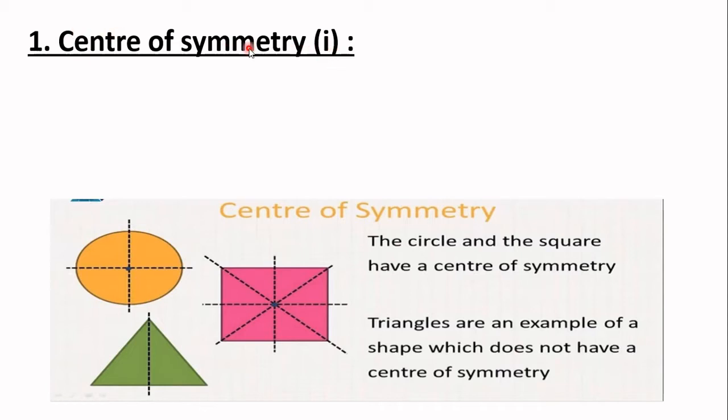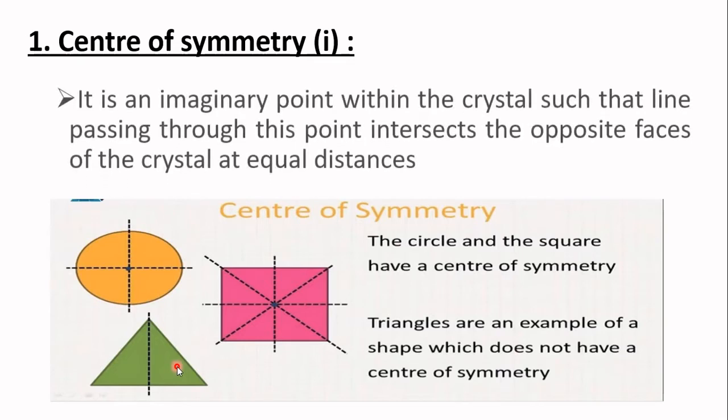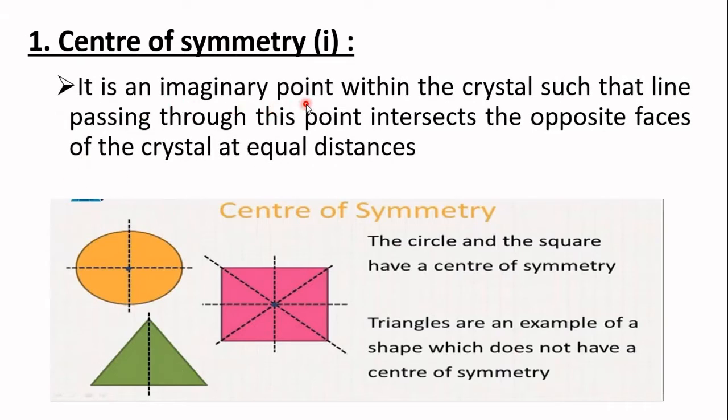Center of symmetry can be better understood by considering this example. Here I have taken a circle, a square and a triangle. Circle and square have a center of symmetry, but the triangle does not have a center of symmetry. Then what is meant by a center of symmetry? It is an imaginary point within the crystal such that a line passing through this point intersects the opposite faces of the crystal at equal distances.